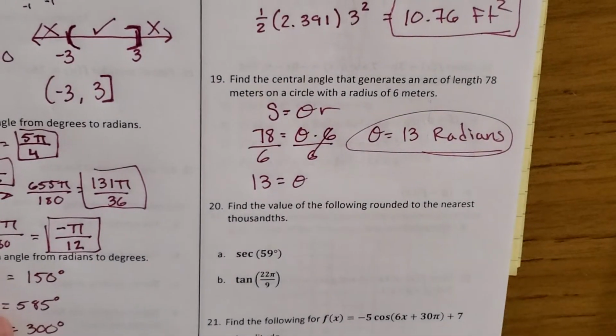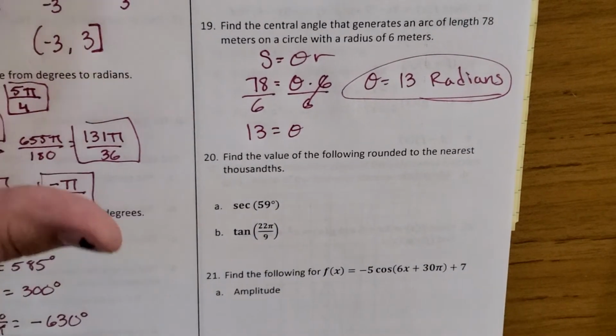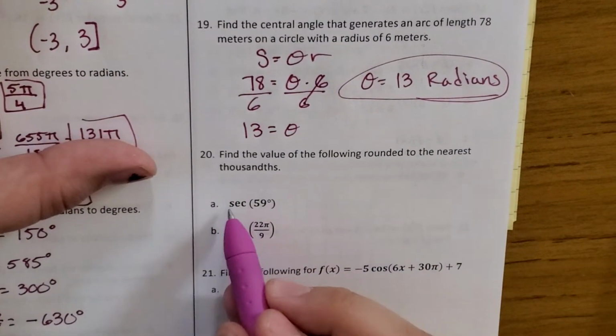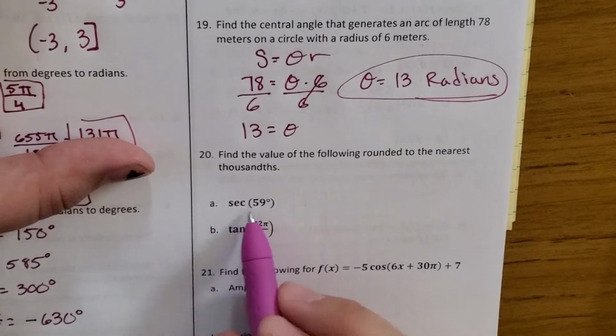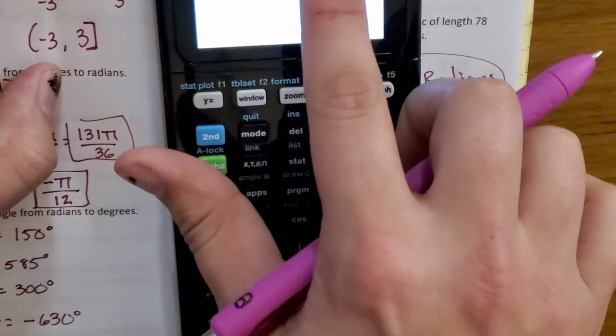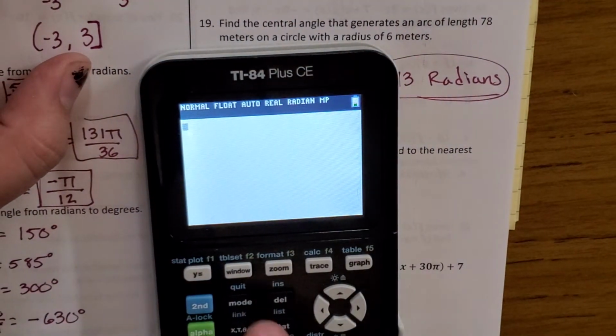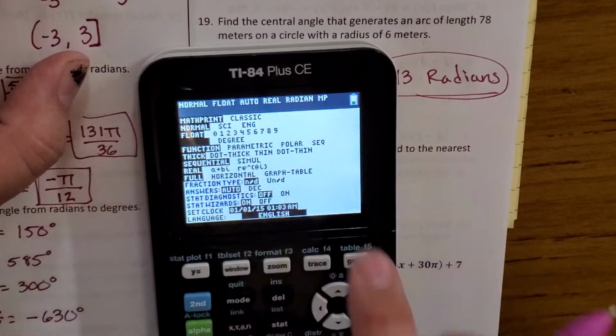For number 20, it says, find the following values rounded to the nearest thousandths. So we're going to need our calculator to do this. Well, there is no button in my calculator to do secant. So what I need to do is I need to put that in my calculator. First, what I need to do is I need to change my calculator. Currently, mine's in radians. So I'm going to go mode, go down here, switch it to degrees.